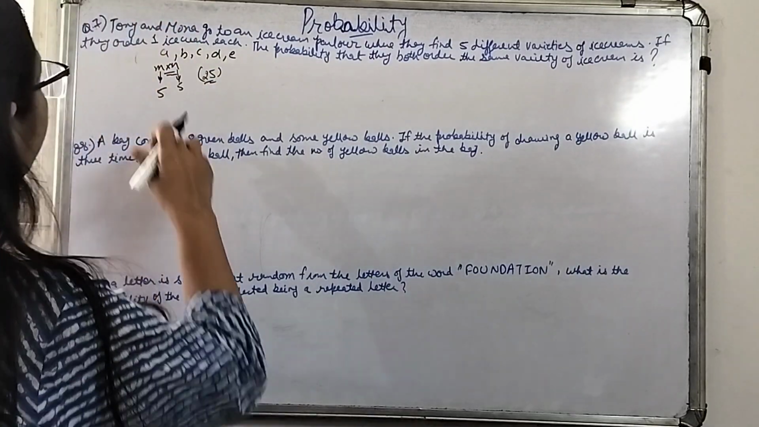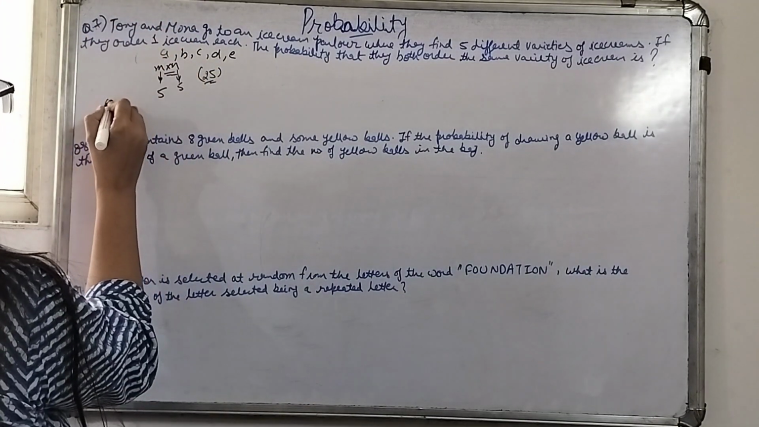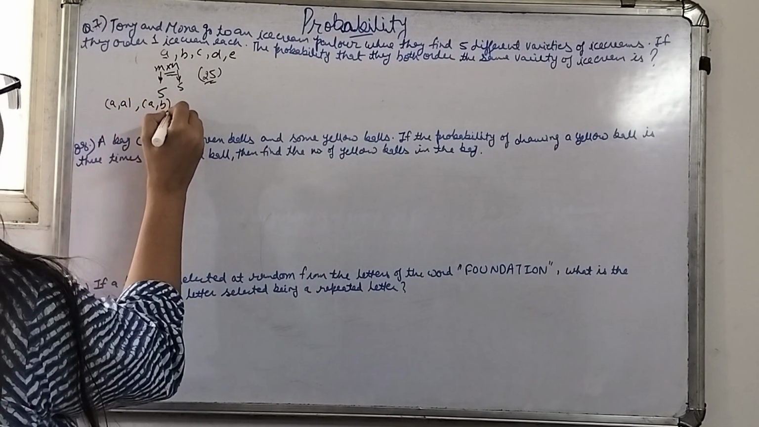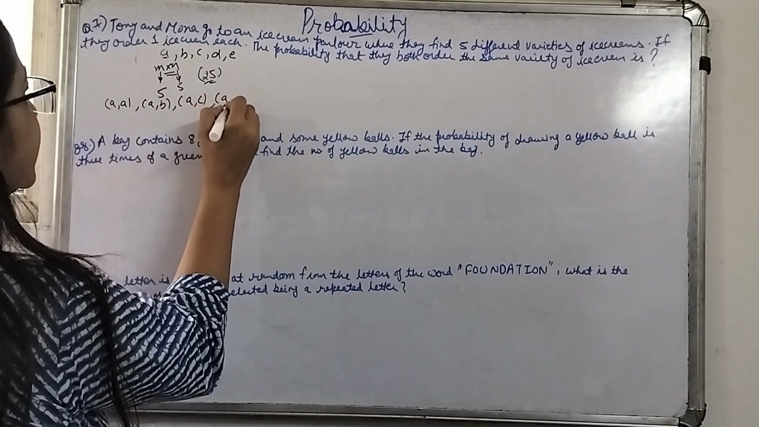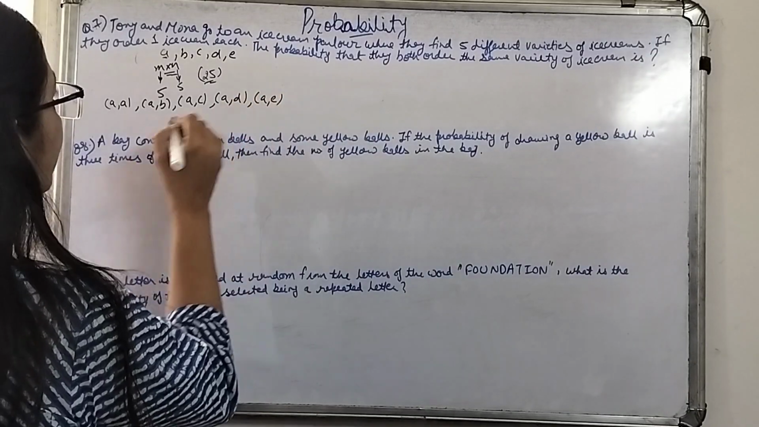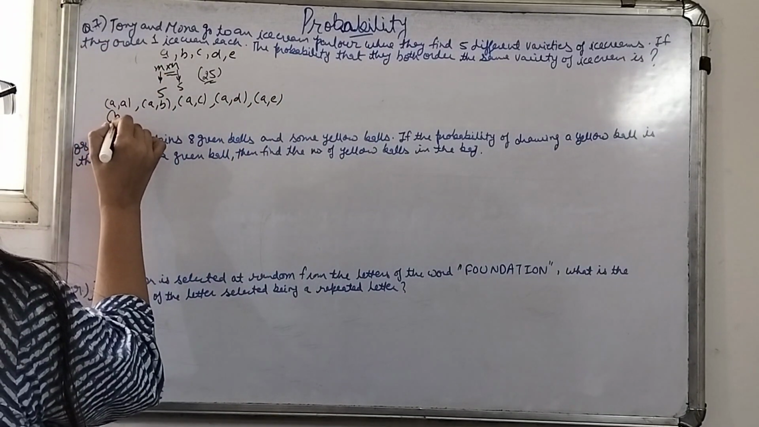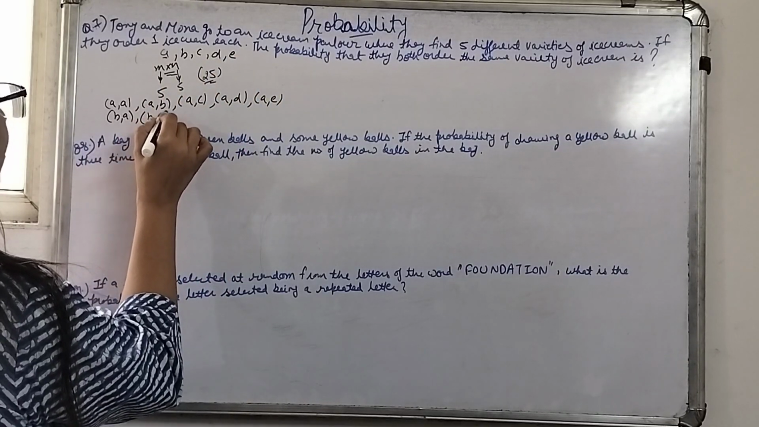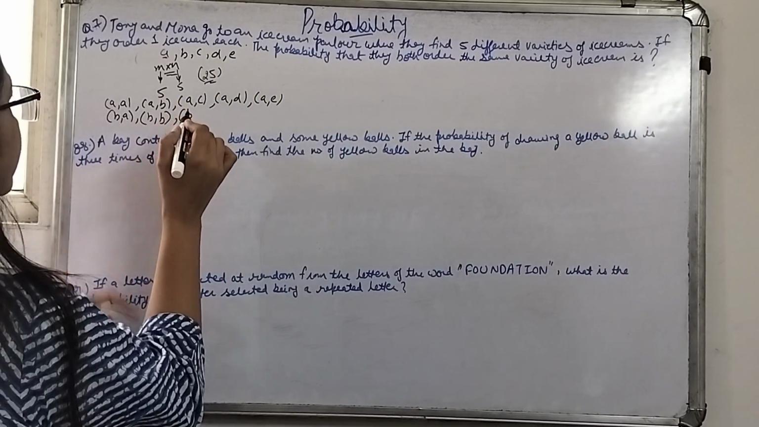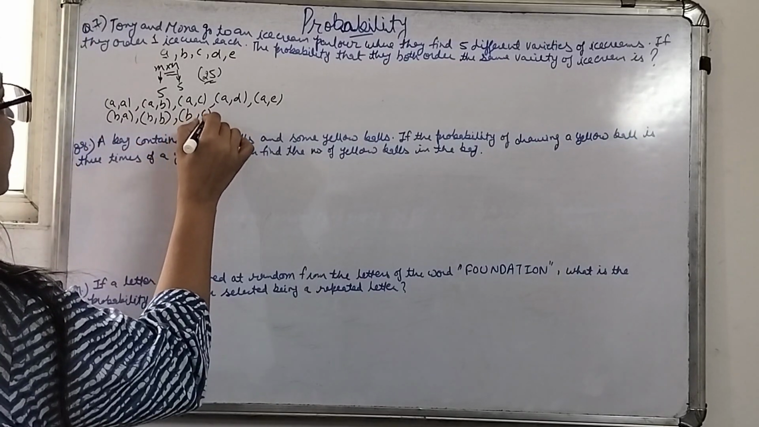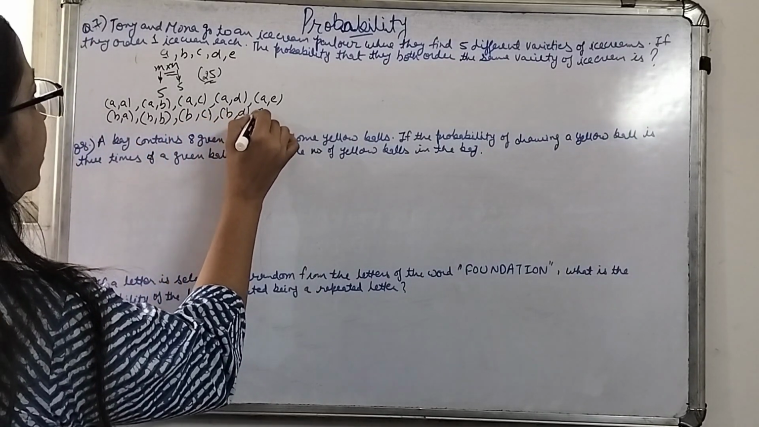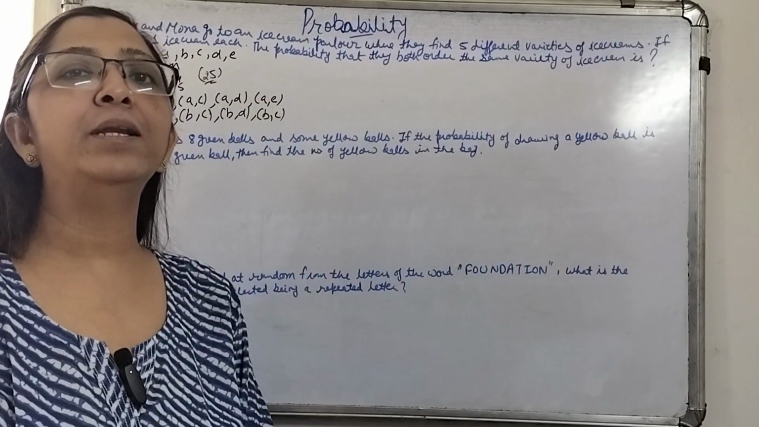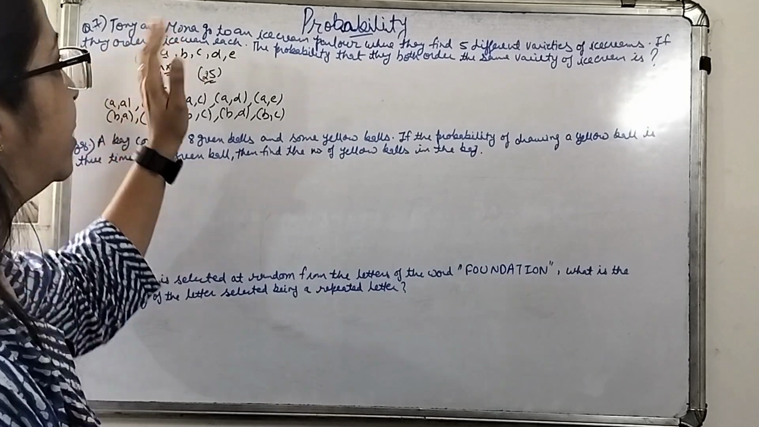Suppose again I am saying Tony is selecting A. Mona could select A, Mona could select B, Mona could select C, she can select D also and E also. Now if Tony is selecting B, again the options for Mona are 5, that is B, both of them will select B. If he is selecting B, she could select C. Like this, there could be 5 options again. That simply means there could be 25 possible outcomes of selection of the ice cream.